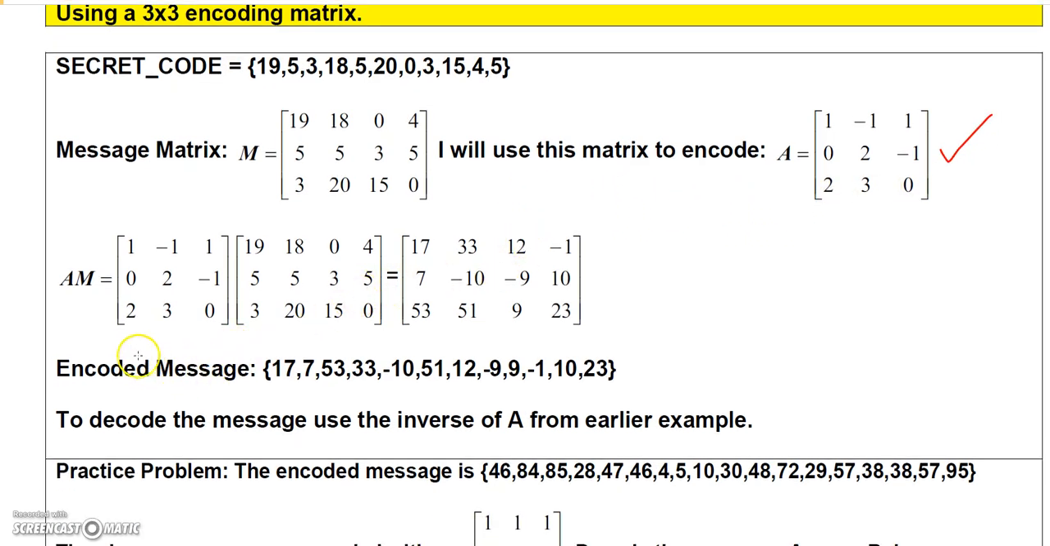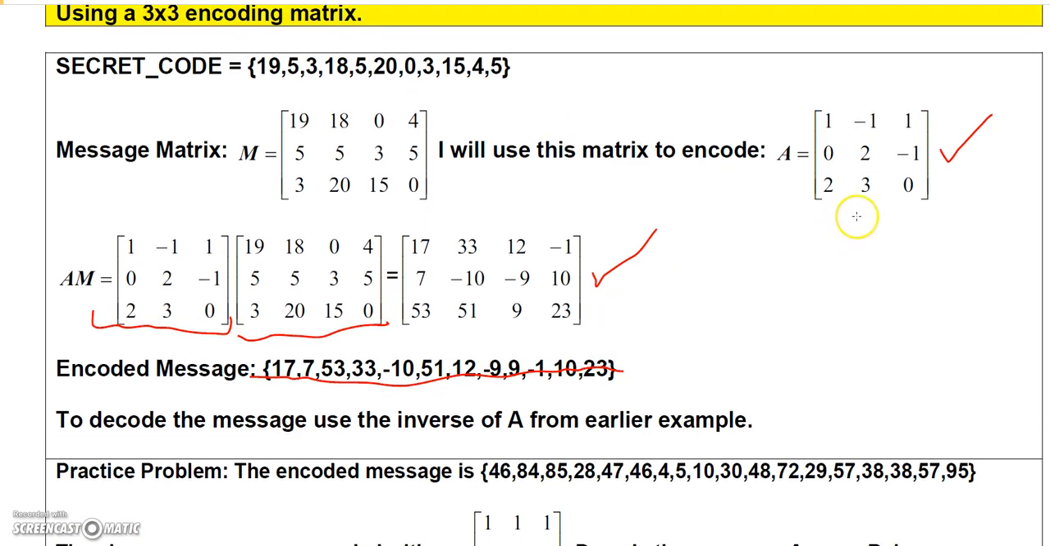Now, I can use this matrix here to encode the message. So I can take this matrix A and multiply it times the message matrix that I have up here. And when I multiply these together, you can check my arithmetic, but I actually got this for the message. So now the encoded message, if I take it out in reverse of the way I put it in, I'd have 17, 7, 53, 33, negative 10, 51, 12, negative 9, 9, negative 1, 10, 23. And that would be the message that I would send to my partner.